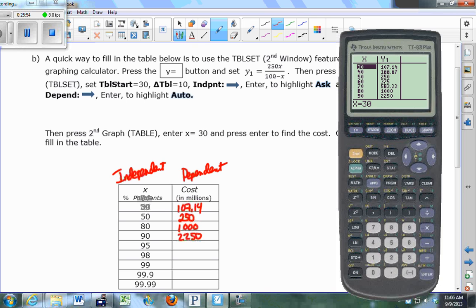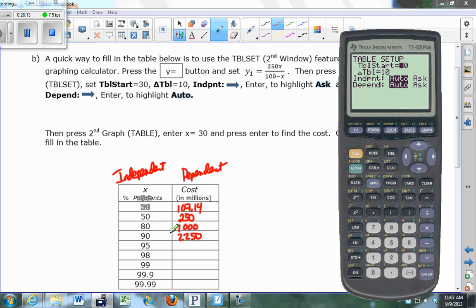But now notice my increments are changing. I'm going by 5, and then by 3, and then by 1, and then 0.1, and then 0.01, excuse me. So this is where this other feature of your table really comes in handy. You go back to second table set. You say, okay, I'm going to start at 95 because that's the next one I want to figure out. I don't really care about defining my increment because it's changing from one value to the other. So I go down to my independent variable, scoot over to ask, and hit enter. Now it's going to ask what value you want to plug in for x, and when I plug in that value, it's going to automatically give me the value for my cost.